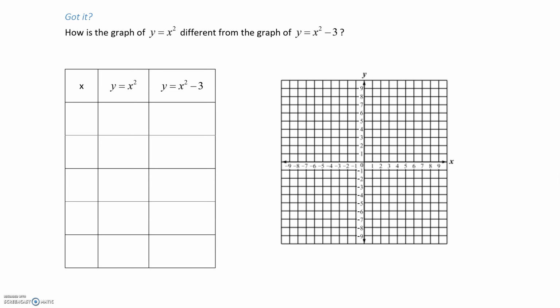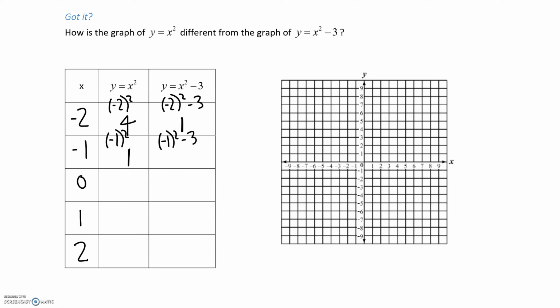For this got it problem, we're going to use the same x values, -2, -1, 0, 1, and 2. So if we have -2 squared, that's just going to give us 4. And if we have -2 squared minus 3, that's just going to give us 4 minus 3, which gives us 1. If we have -1 squared, that's just going to give us a +1. And if we have -1 squared minus 3, that's going to give us a +1 minus 3, which is going to give us a -2.